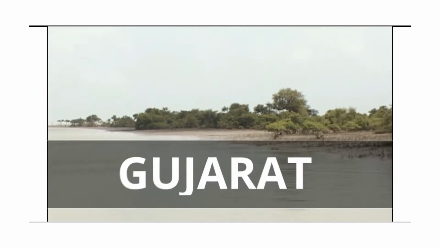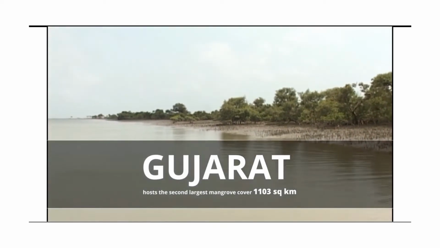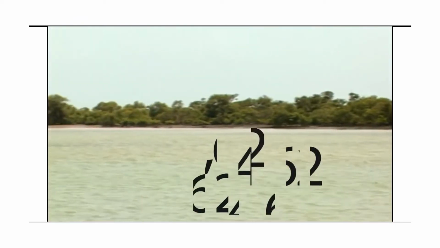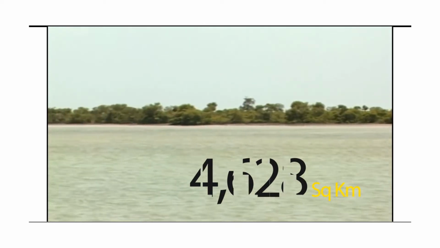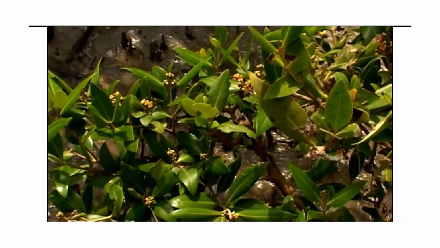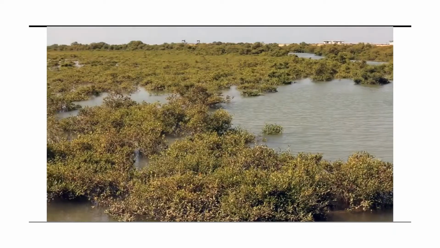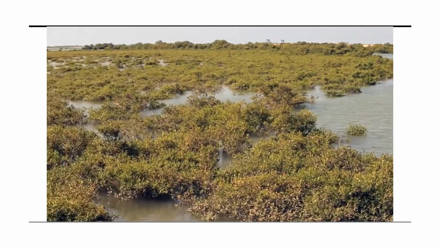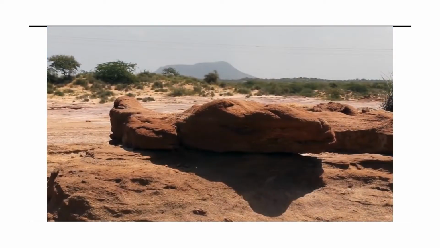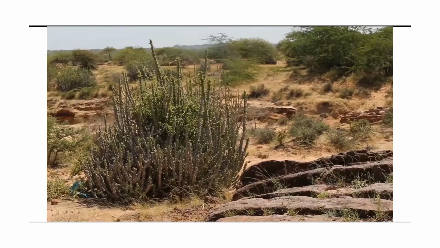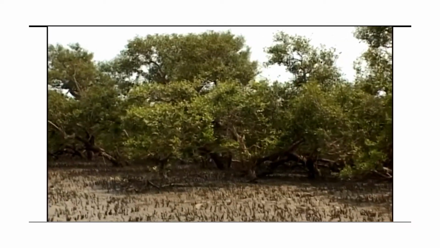Gujarat hosts the second largest mangrove cover, 1,103 square kilometers of the country, that is 4,628 square kilometers. Highest floristic diversity of mangroves has been reported from South Gujarat region owing to better fresh water inflows. Kutch on the northeast is barren and rocky, and in spite of this barrenness, Kutch has the highest mangrove cover of the state.